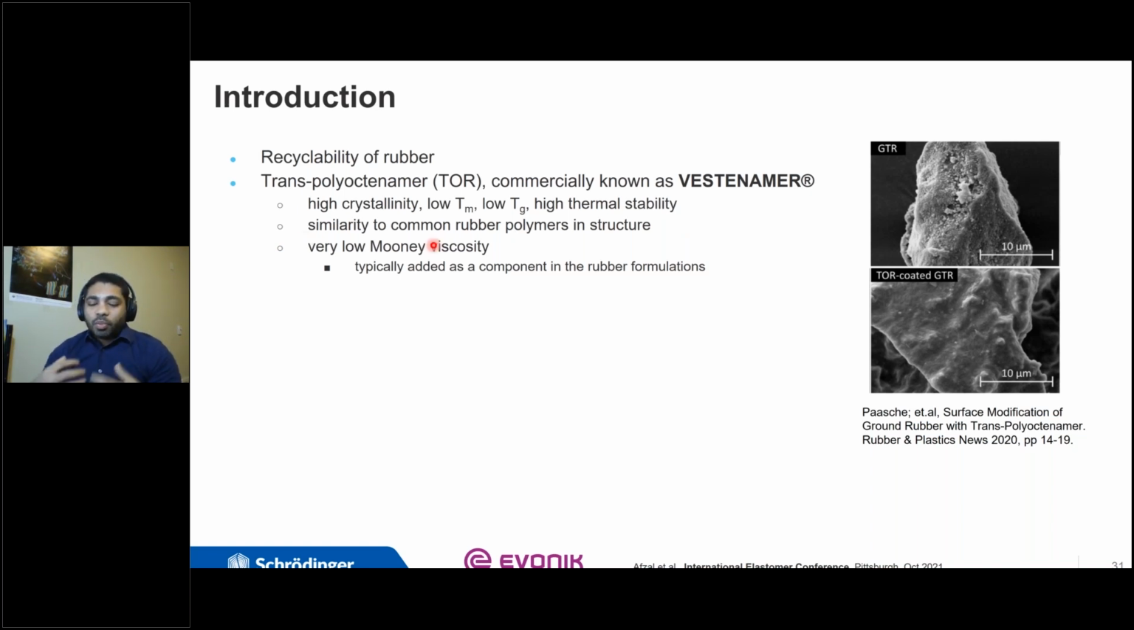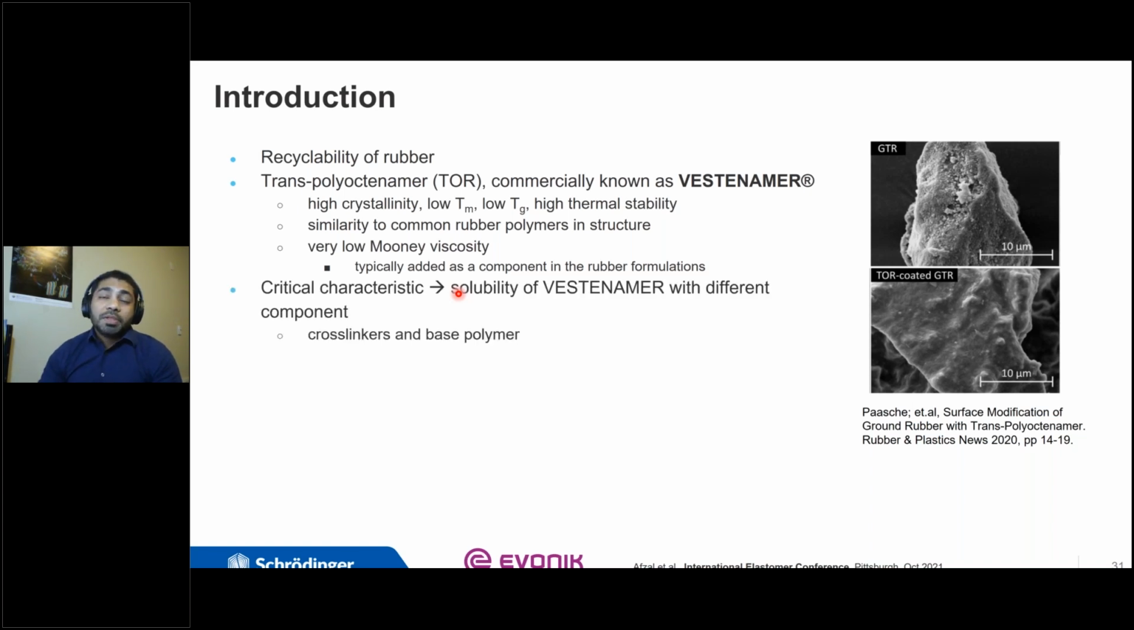However, you might be thinking, why not just use this as the rubber itself? Well, of course, it has a very low Mooney viscosity. That's why it's not typically used as a rubber, but it is used as a component in the rubber formulation. And when we add this as a component, the critical thing to consider is how compatible Vestenamer is with other components of the rubber formulations. That will be different crosslinkers and other base polymers that are being used in that formulation.